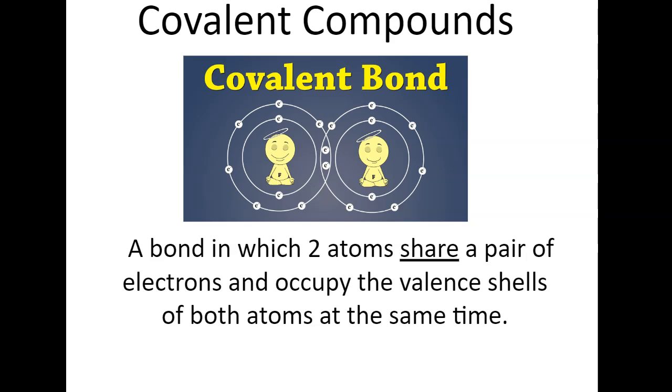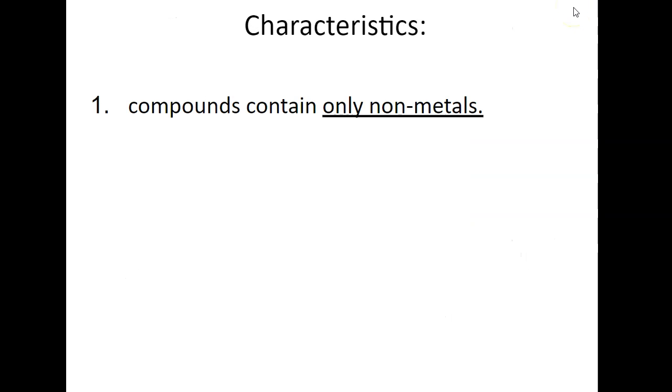So this first one, we're talking about covalent compounds, and that's where two atoms are sharing electrons in pairs, and they occupy the valence shells, so the outer shells, of both atoms at the same time. Some characteristics of covalent compounds. They only contain non-metals. So if you see a metal in there, you are talking about an ionic bond, not a covalent bond. Okay? It is a weaker bond than an ionic bond, and you can prove this.